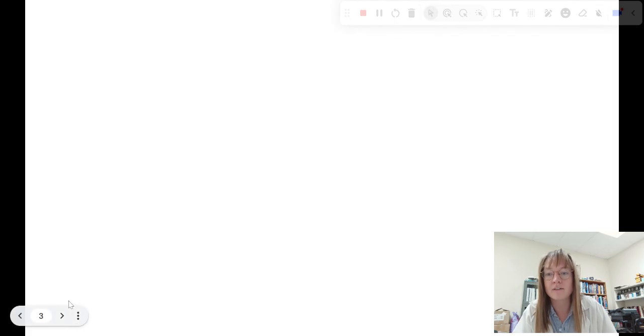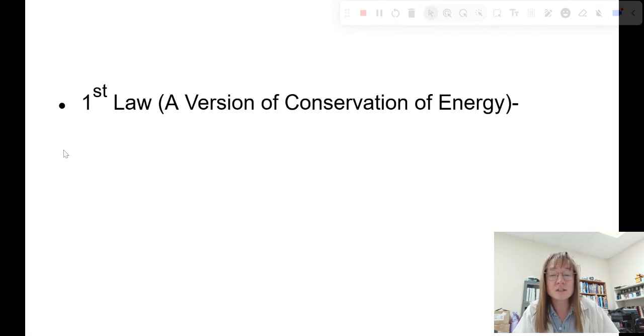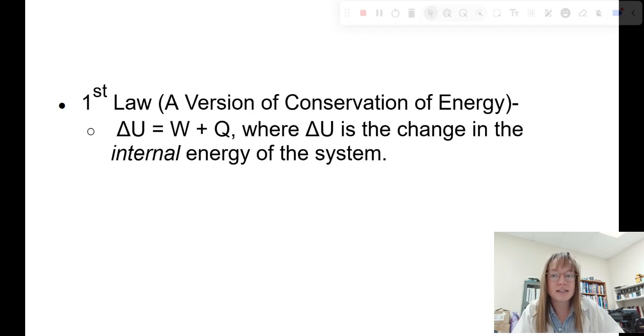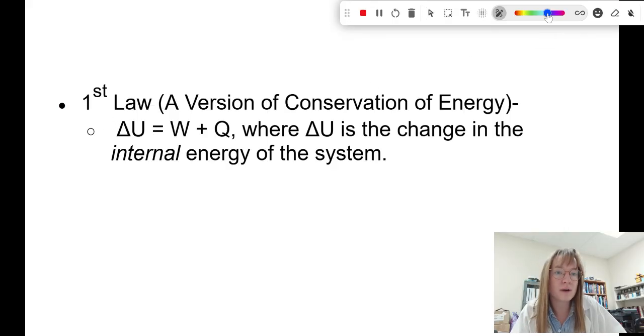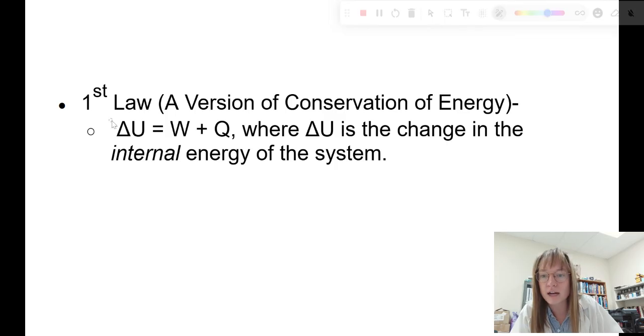Let's talk next about the first law. The first law of thermodynamics is really just a version of the law of conservation of energy. And here's what it says. It says that delta U is equal to W plus Q, where delta U is the change in internal energy of the system. Please add this equation to your bag of tricks.